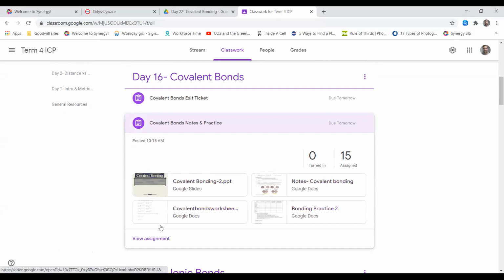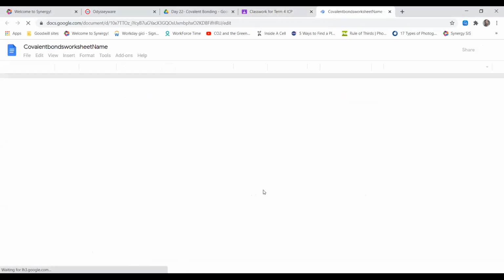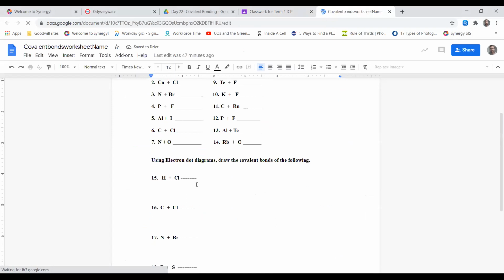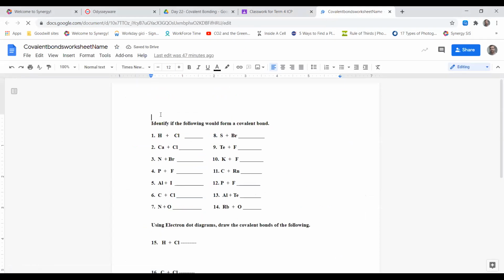All right, we just went over the guided notes. Now we have two practices here, okay? Both are pretty good. Both break it down a little bit differently, but let's go ahead and start off with this one. Just take a quick look at it. I'm not gonna go over it all, but we can kind of go over a couple of these things. So identify if the following would form a covalent bond. So it's either going to be covalent or ionic. So you could just put yes or no.